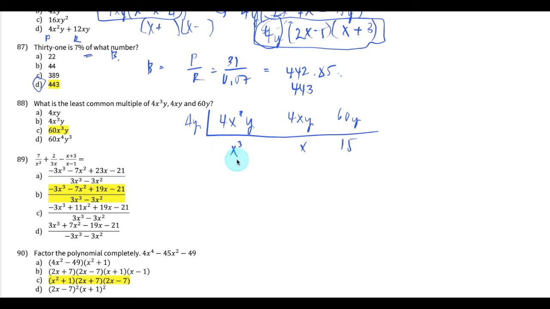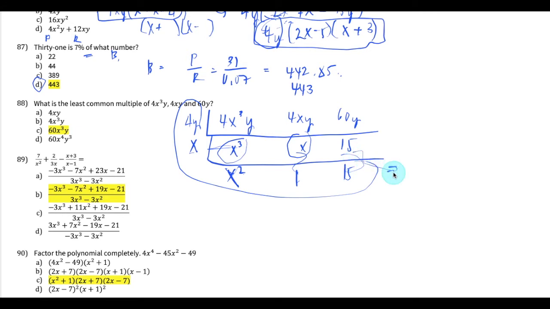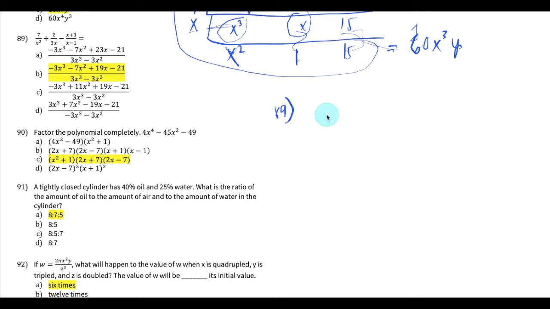Kung mapapansin nyo, meron pang common factor. That would be yung x cubed tsaka yung x. Kaya natin ilabas yung x. You have your x squared. Ito naman, 1. Ito, 15. Okay? May common factors pa ba ang x squared, 1, and 15? Wala na, maliban sa 1. Right? So, our LCM here would be yung product ng lahat ng to. If you multiply these, ang makukuha sagot dapat is 60x cubed y. Okay? Kasi 4 times 15 is equal to 60. X times x squared, x cubed times y. So, letter C.